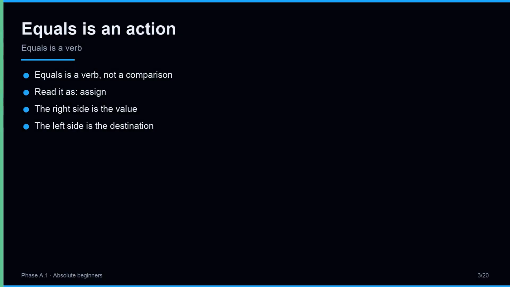The single most important shift today is to read equals as a verb. It is something you do, not something you observe. Read it as a sign, or put. The right side of the line is the value, the thing you are carrying. The left side is the destination, the labeled box you are carrying it to. So the whole line is an instruction. Take this value, carry it across the equals sign, and place it into that box. That is assignment. Equals is a verb.